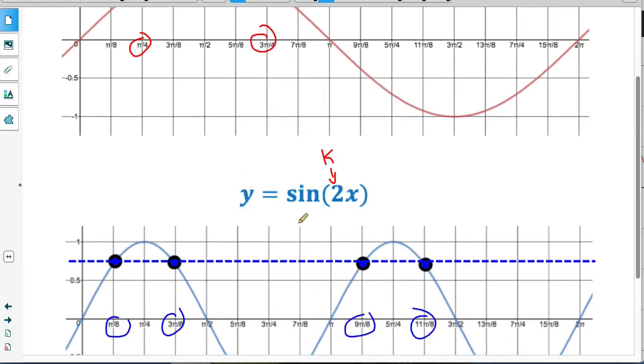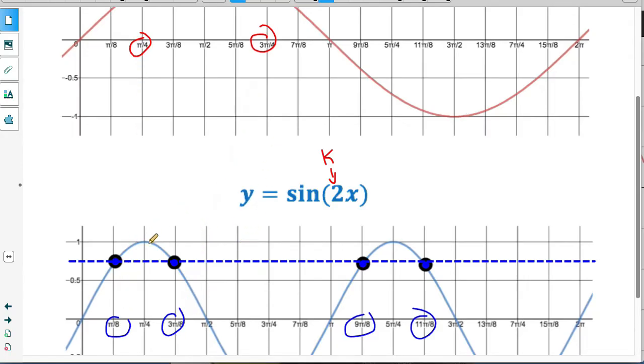What's the relationship between these answers, though? The relationship between this pair of answers and this pair of answers is pretty straightforward to see, right? Since this function has been horizontally compressed by a factor of a half, each of these points is going to be half the distance from the y-axis. Their x values are cut in half. If I do pi over 4 cut in half, I get pi over 8. If I do 3 pi over 4 cut in half, I get 3 pi over 8. So those are fairly straightforward to see.